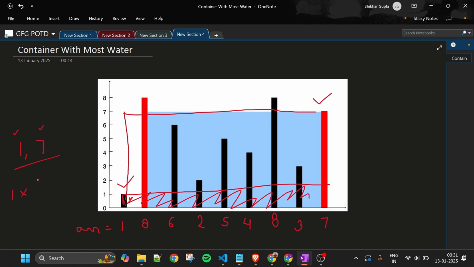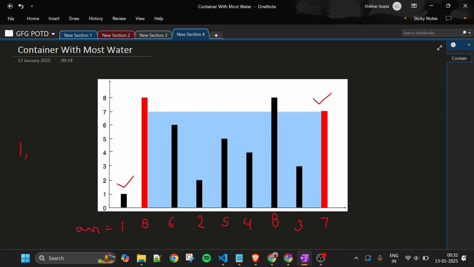So how much water can I store? One length into, what's the breadth? The breadth is basically 1 2 3 4 5 6 7 8. So 8 units of water I can store if I pick the first line and the last line. I think this will be very clear to you. In this way we have to maximize the amount of water I can store, and we have to return it. Let's take another example.